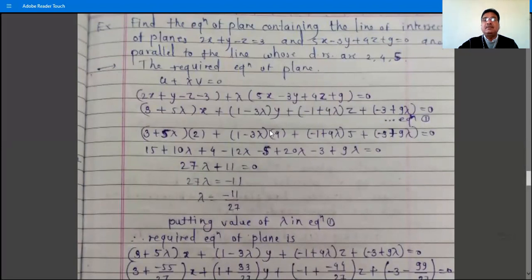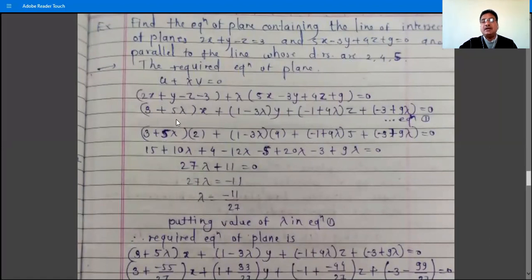This line, whose direction ratios are 2, 4, 5, is parallel to the plane, which means this line is perpendicular to the normal to the plane. Therefore, by the condition of perpendicularity, the coefficients of x, y, z in the equation of the plane are the direction ratios of the normal to that plane. Correct the number here: if the given equation is 3x, then write 3; if it is 2x, then write 2. So the normal to the plane and this line, whose direction ratios are 2, 4, 5, are perpendicular to each other.